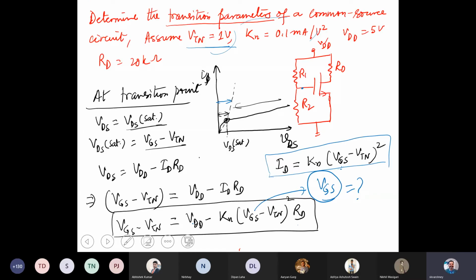Right, so you can find it out. Sir, VGS will be positive only? Yes, it will be positive, because this has to be positive for NMOS, common source NMOS. Yes, you will get the quadratic equation form.